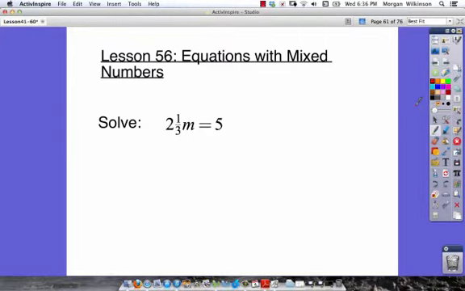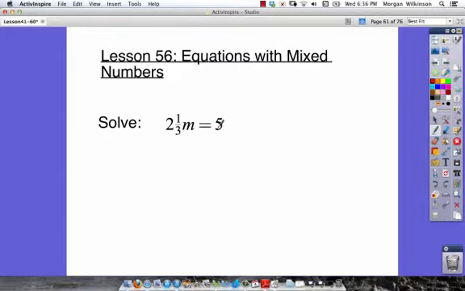Lesson 56 today is about equations with mixed numbers. Now the problems that we're going to have in our assignments look like this. Solve 2 1/3 m equal to 5. So in this we've got a mixed number multiplied by some variable that we don't know what it's equal to yet will give us an answer.